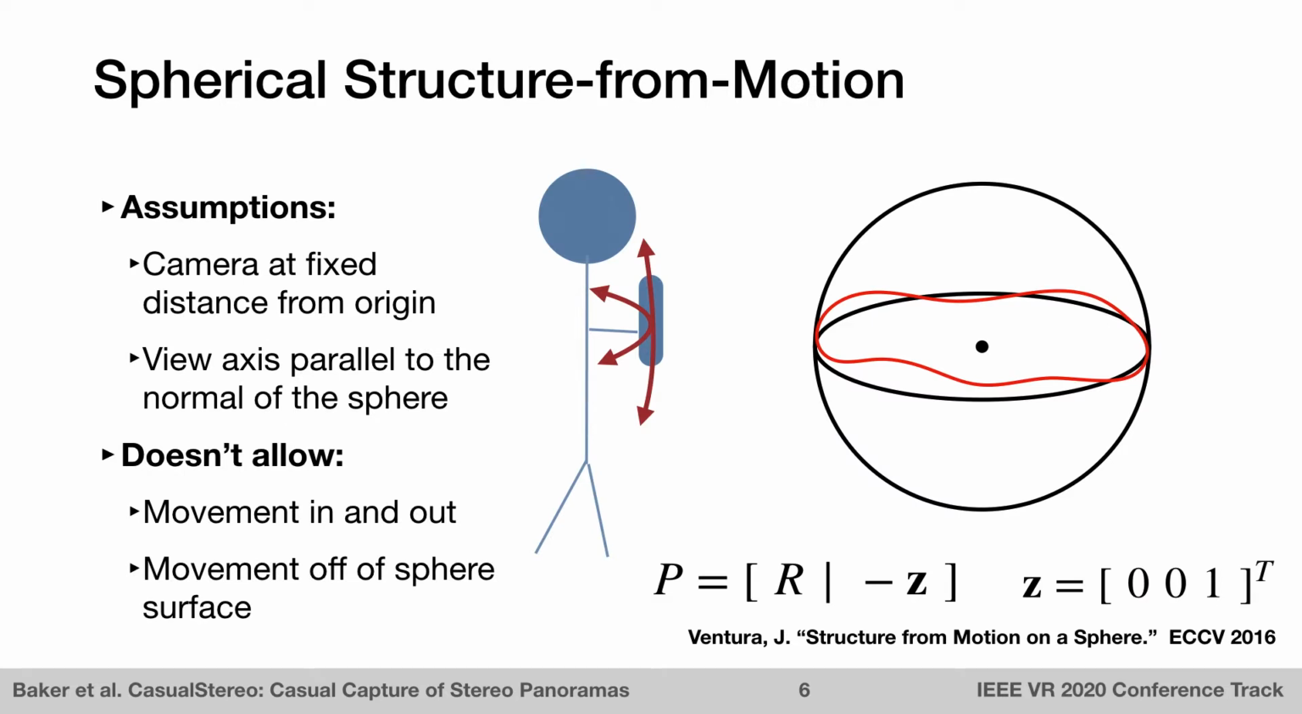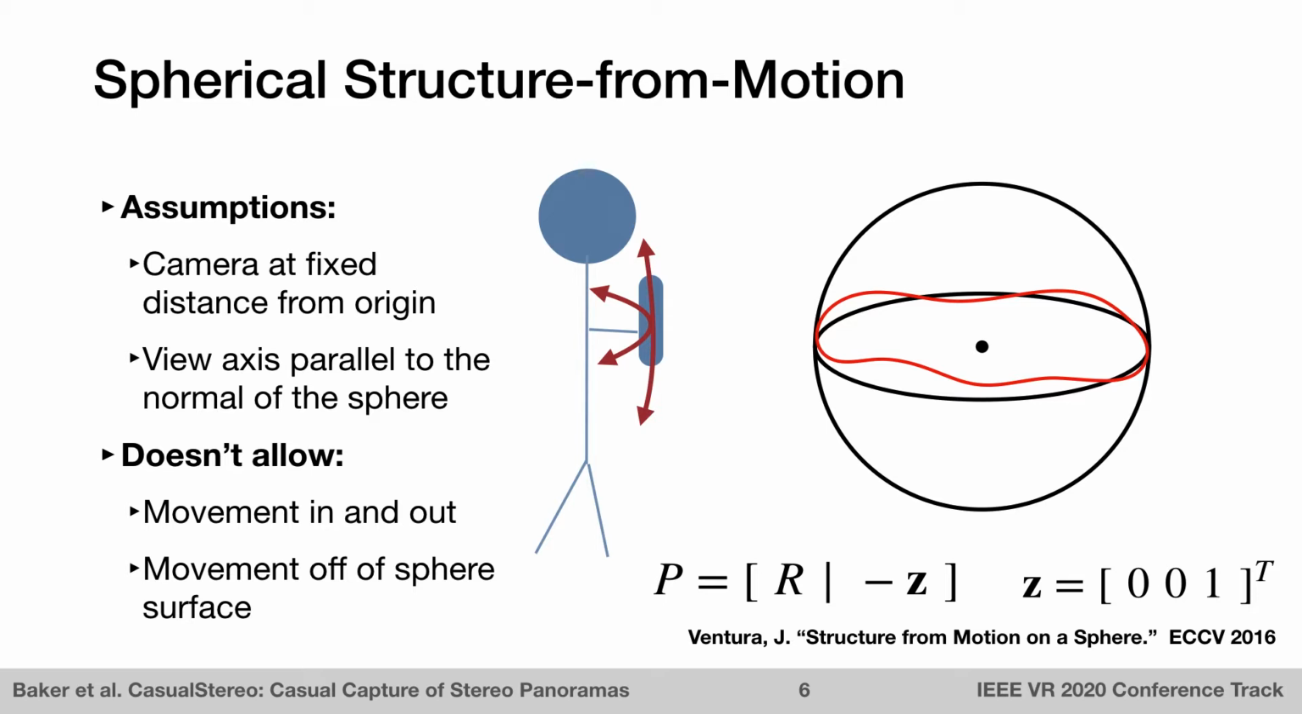In this work, we evaluated an alternative to general structure from motion called spherical structure from motion, which I introduced in a 2016 paper at the ECCV conference. In spherical structure from motion, we assume that the camera moves at a fixed distance from the center of an imaginary sphere, with the view axis parallel to the normal of the sphere, so the camera is pointing outward from the sphere surface. In the case of casual stereo panorama capture, where the camera is held in an outstretched hand, we can imagine the user's shoulder would be the center point of the sphere.